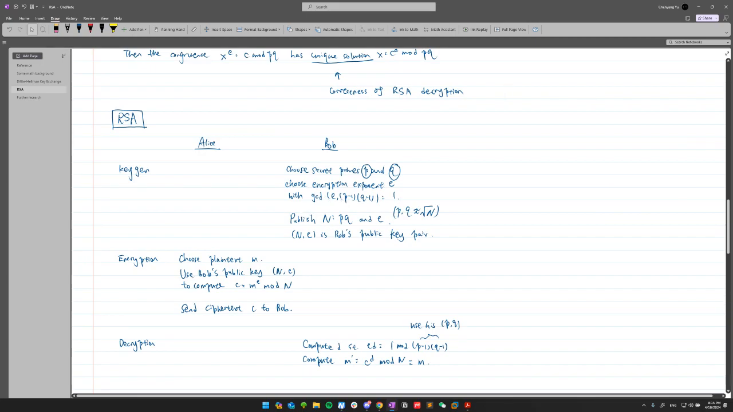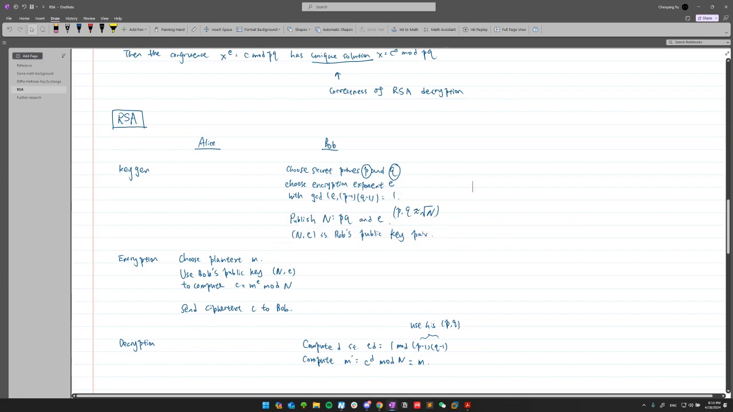Then Bob publishes the public key pair N, E on the internet. So N is the product of the large primes P and Q. They must be random also, right? Random primes. N equals P times Q, and also E, this is the public key. So this goes on the internet.